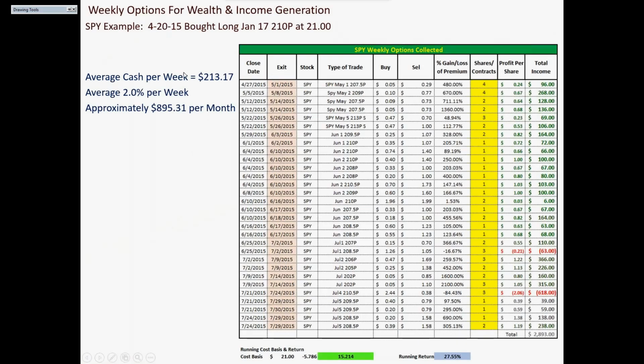Here is the weekly options generating that I've been doing on the S&P, the SPY, which I was anticipating a fall in. And so it's doing fine. I'm currently staying flat and just taking advantage of the fall in price in the S&P to increase the value of my long January 2017 210 put. This is where we were standing last week, and I didn't do any puts on this position this week at all.